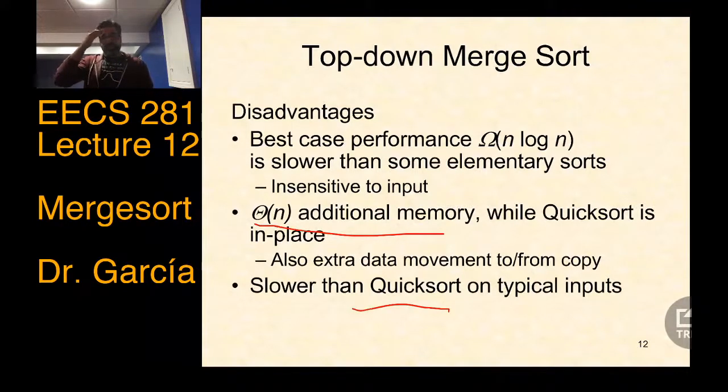So bottom line is, if you're not sorting ridiculous amounts of data and you don't care about stability, so it's okay to use an unstable sorting algorithm, then you should pick quicksort over merge sort, in practice.